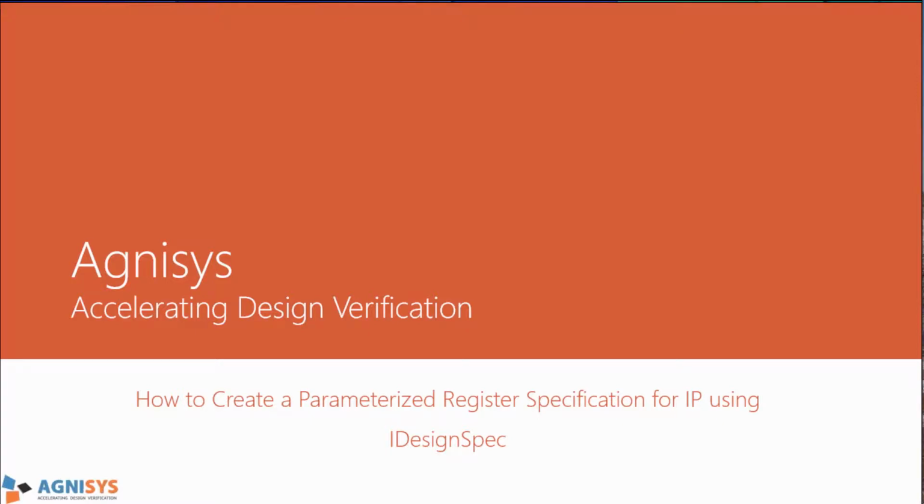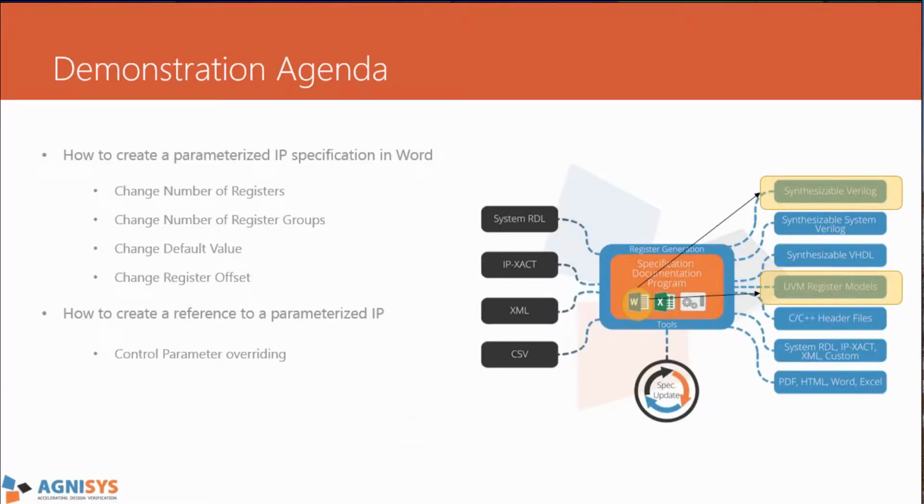In this video, we're going to describe how to create a parameterized register specification for IP using IDesignSpec. IDesignSpec can be used in a variety of flows. You can start with Word, Excel, or any text format on the left and go to any of the outputs on the right. In this video, we're going to show you how to create a parameterized IP using Word.